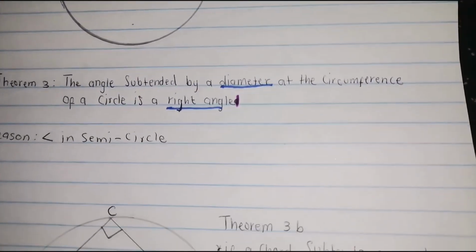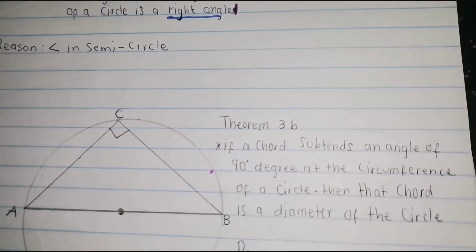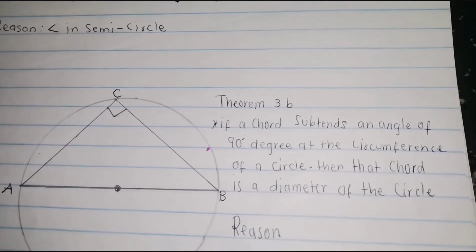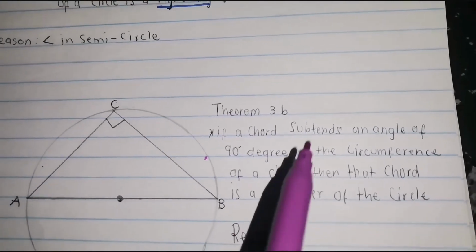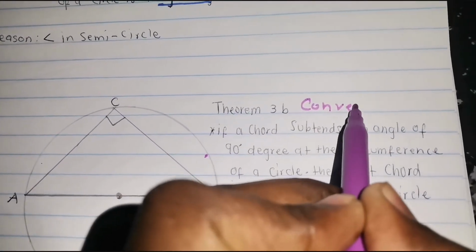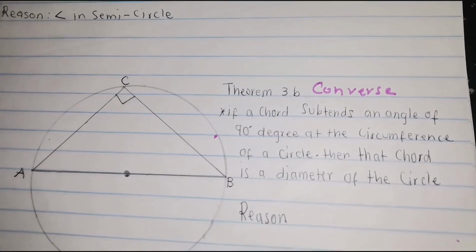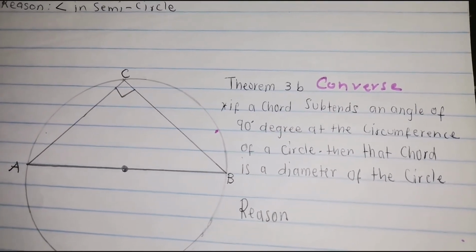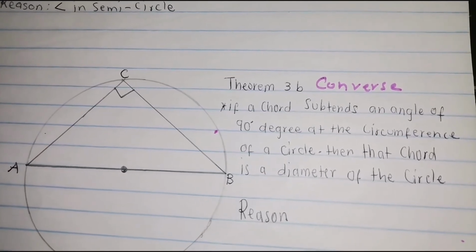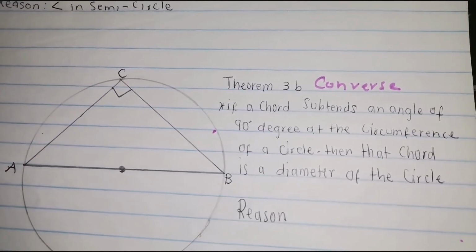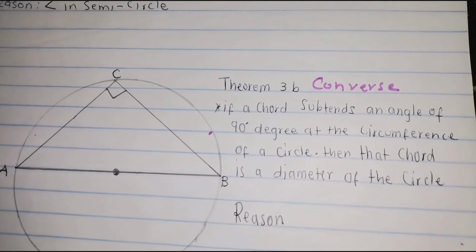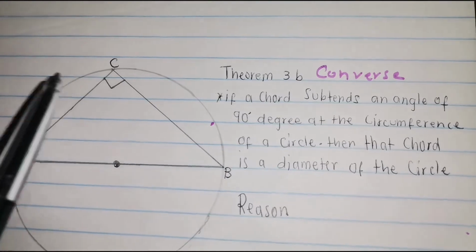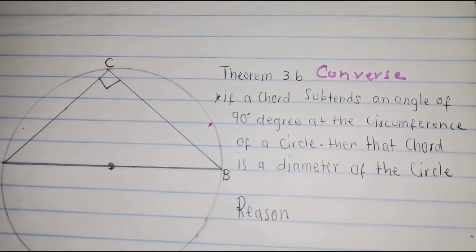I think so, yes. Then let us go to theorem 3b. Theorem 3b, which is basically the opposite or the converse of theorem number 3a. So this one, in this case, they give you an angle with 90 degrees. So they don't tell you this is a diameter AB. They just give you an angle equated to 90 degrees.